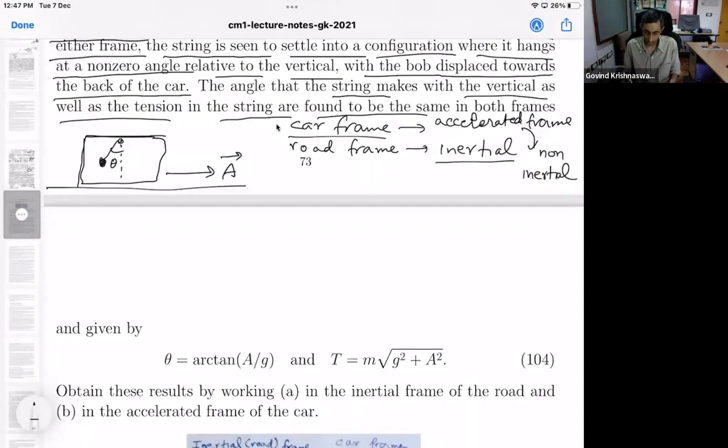Now this angle, it turns out, the tangent of the angle is given by the quotient of the acceleration magnitude by the acceleration due to gravity, tan θ = a/g, while the tension in the string, the force in the string that is pulling the bob, is given by the mass times the square root of g squared plus a squared, T = m√(g² + a²).